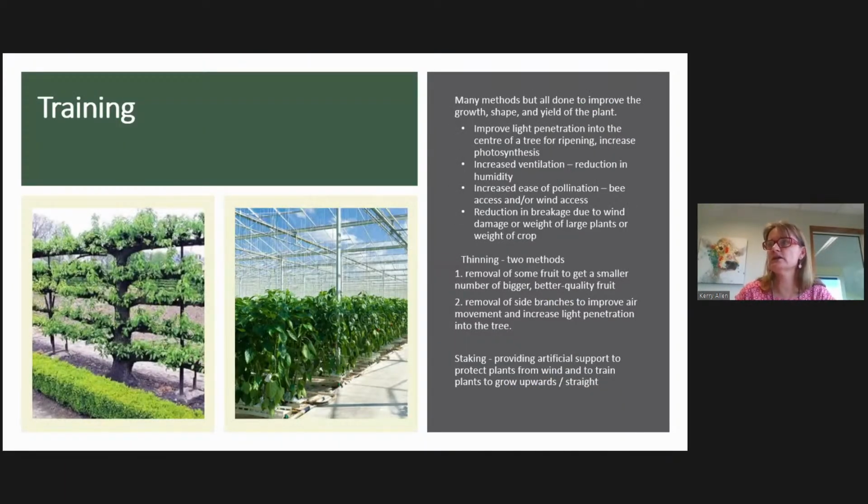Okay, next one is training. Here we're just looking at the methods. Once again, you're trying to train the plant. This is usually done in conjunction with pruning and/or thinning and/or staking. Basically, you're improving light penetration into the plant, so better ripening and increased photosynthesis. You're trying to increase the ventilation, so it's getting carbon dioxide around the plant and reducing humidity. It means your pollination will occur because the bees or insects can get into the plant, and it means less wind breakage.